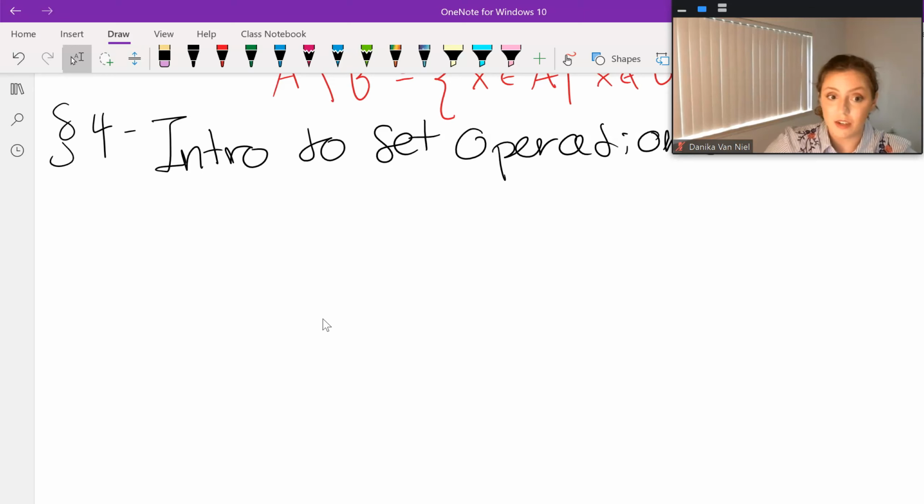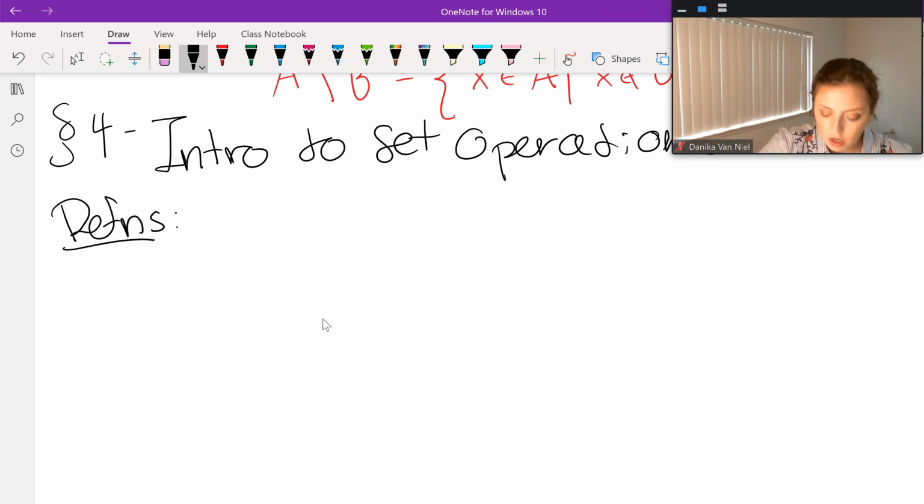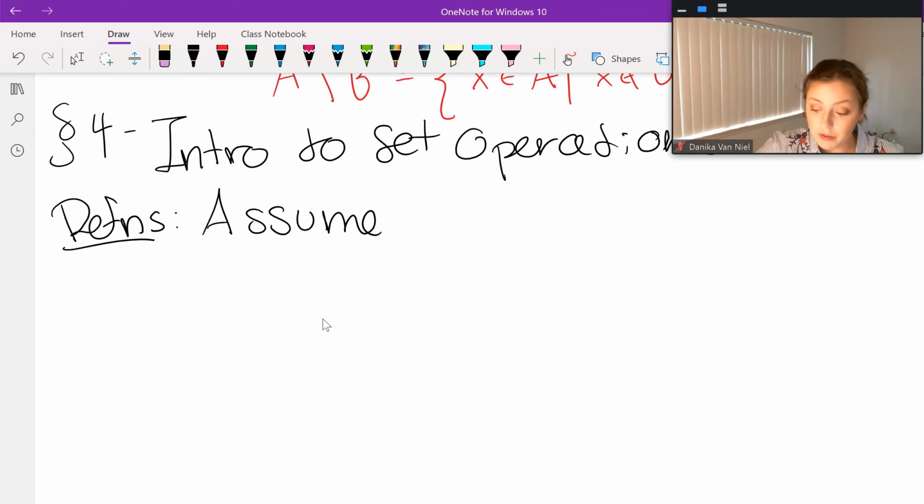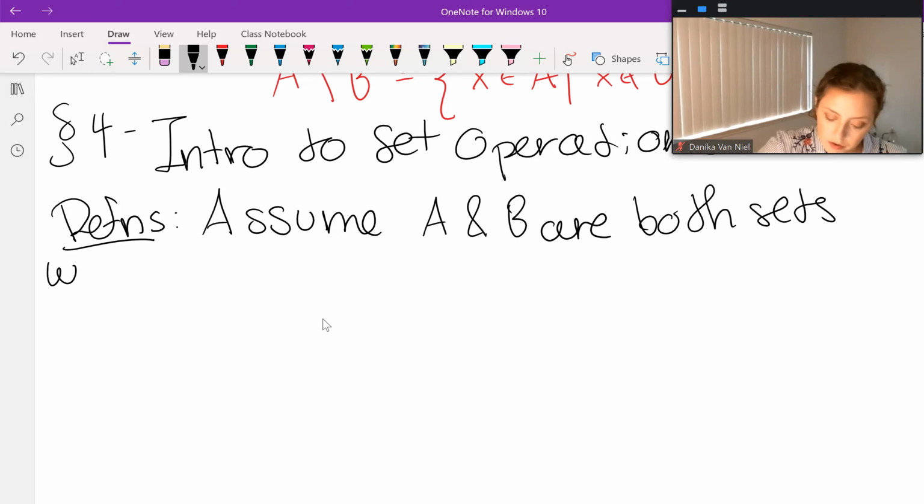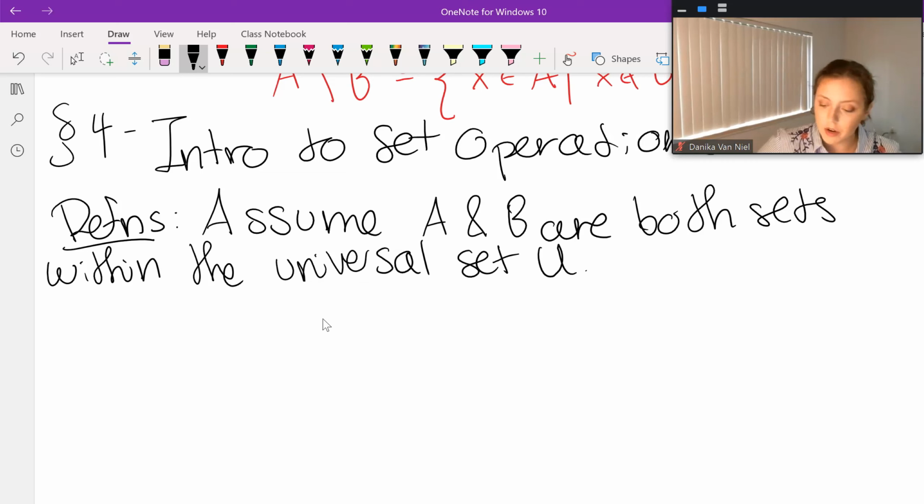Welcome to section 4, Intro to Set Operations. All right, so definitions. DEFNS is my shorthand for definitions. First I'm going to start by assuming for all the following definitions, assume A and B are both sets within the universal set U. Then we have the following definitions.